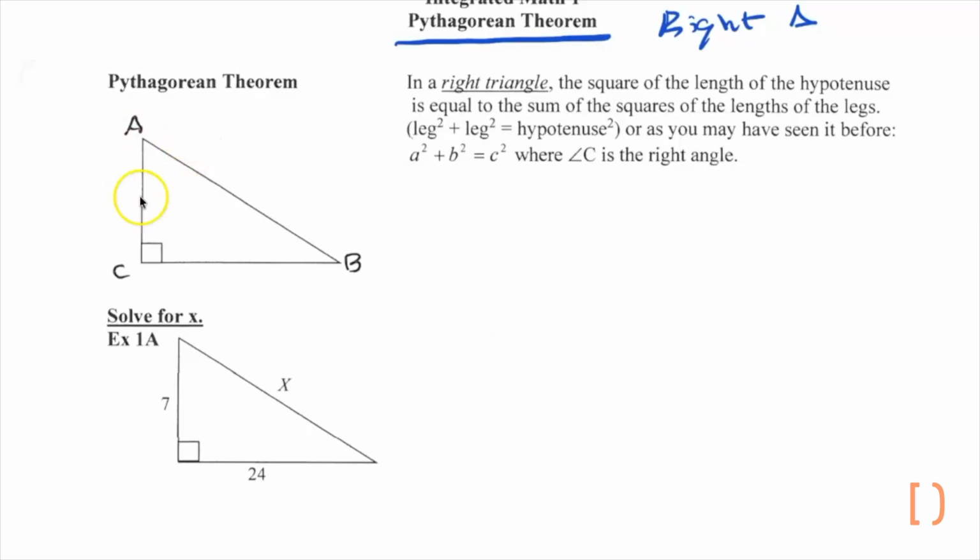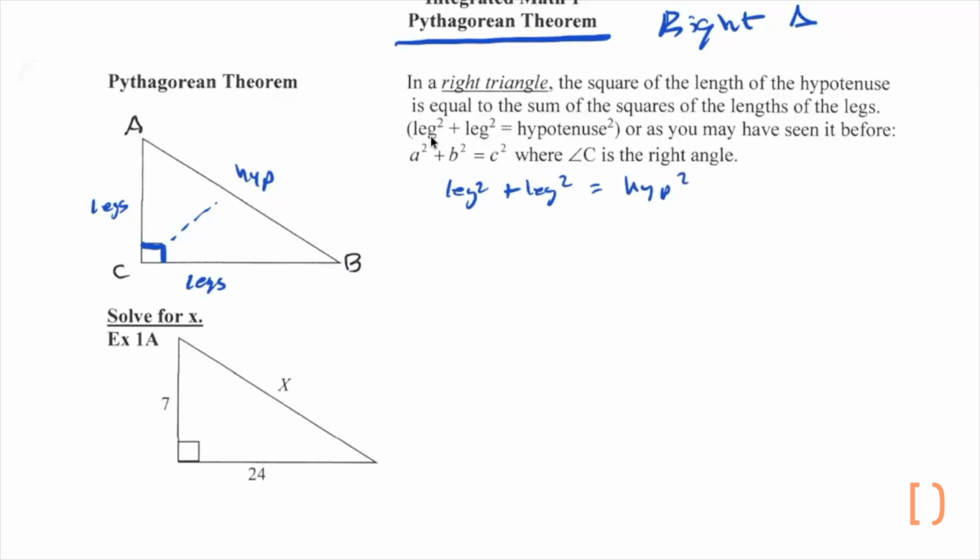In a right triangle, remember we have a couple things. This is a right angle, so I know it's a right angle. This is the hypotenuse, and these guys are the legs. What the Pythagorean theorem says is that if you get the two legs and square them and add them up, the sum is equal to the hypotenuse squared. So leg squared plus leg squared equals hypotenuse squared.